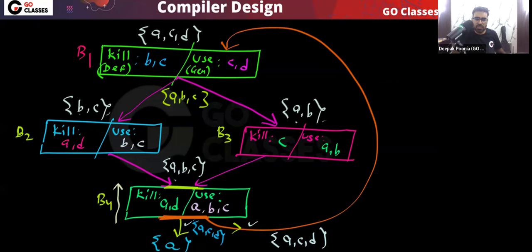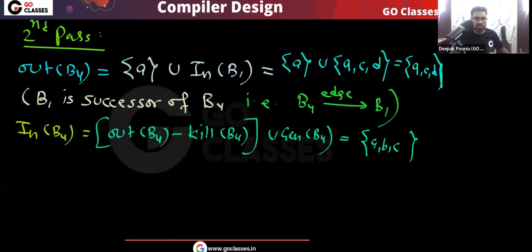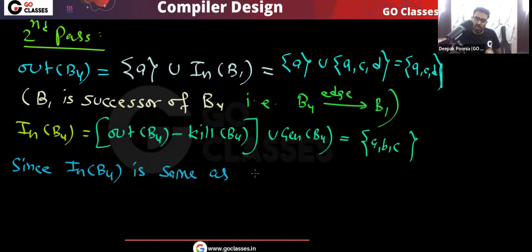So this is the result of second pass. So our second pass is over. Did you notice? Not much time we have taken. You can see, since in of B4 is the same as first pass, in of B4 is the same as first pass.